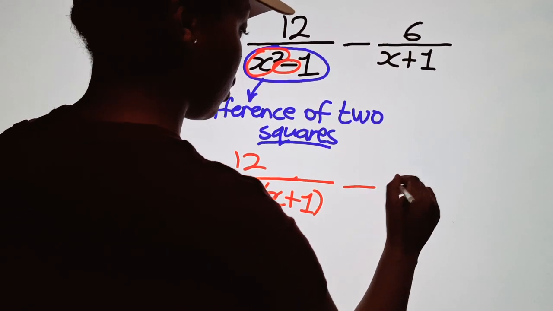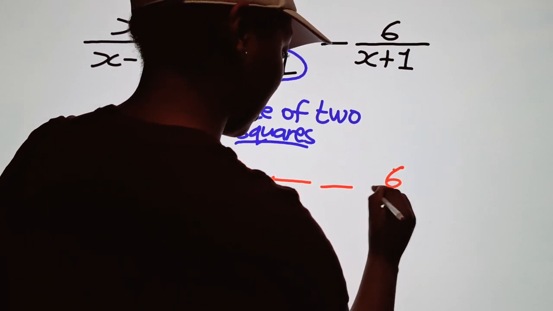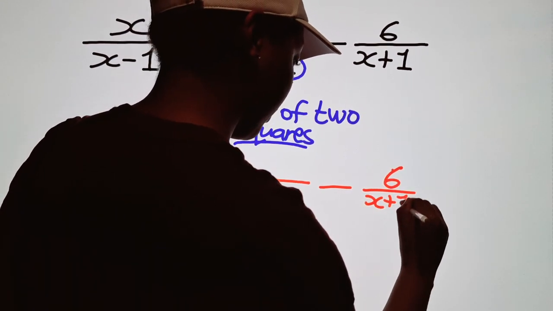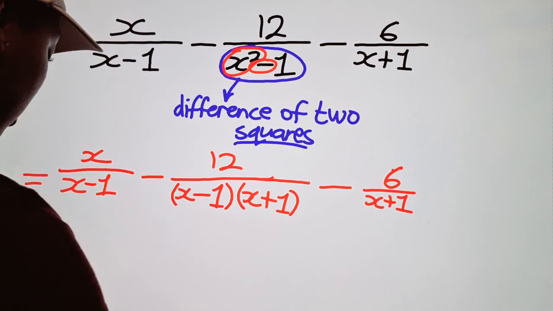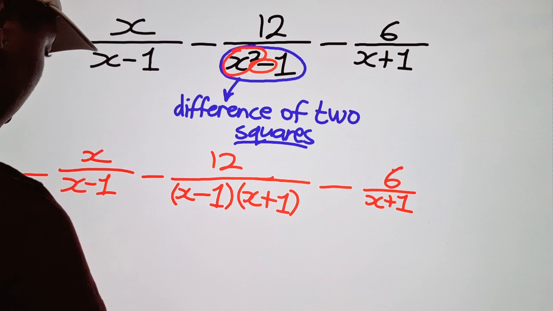Then we go to the last one, which is 6 over x plus 1. This one we just have it as it is, just like the first one. Then now we can go to the LCD that we need to look for.